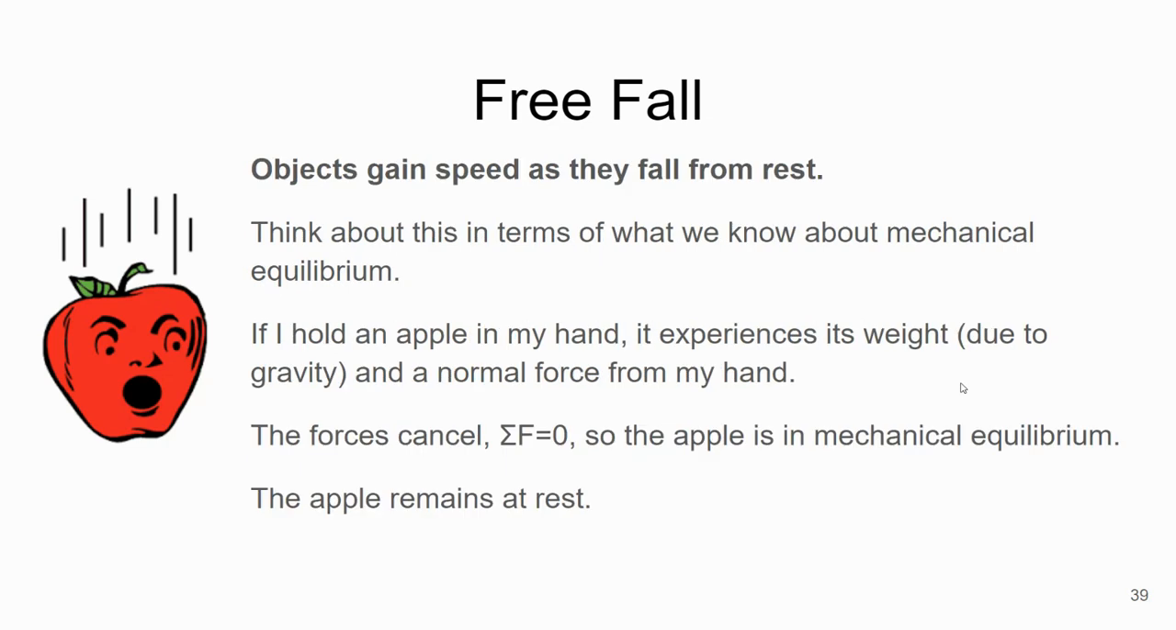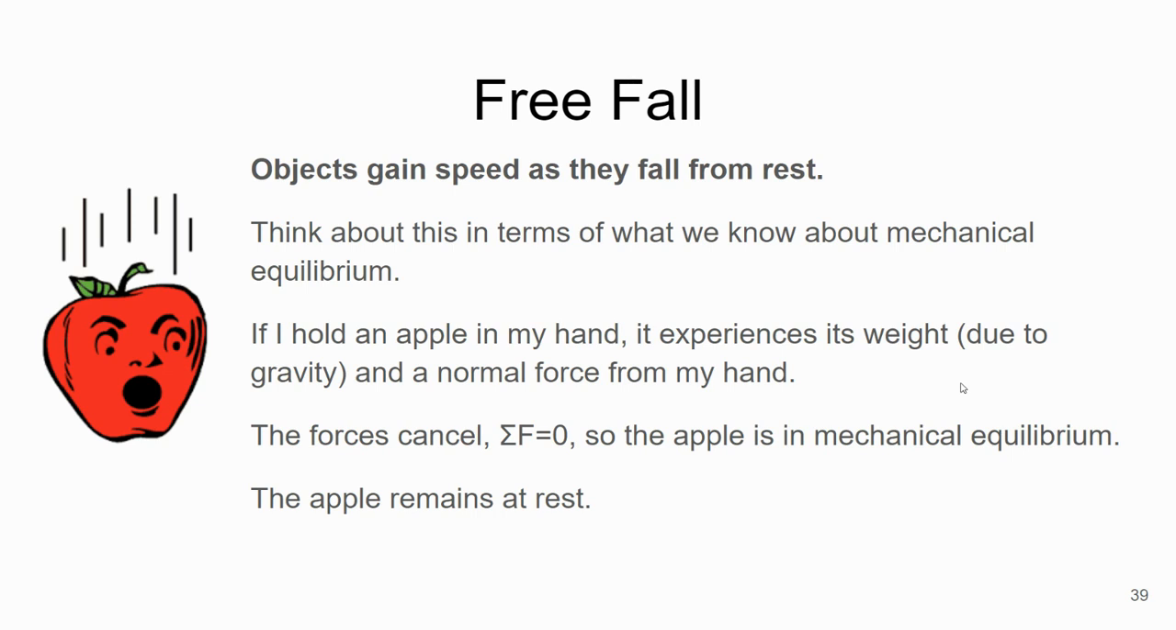So we can think about this in terms of mechanical equilibrium, an idea from chapters 2 and 3. If I'm just holding the apple in my hand and it's not moving, it's experiencing two forces. It has its weight going down, which is the force due to gravity, and it has a normal force from my hand. So my hand and the apple are in contact. Therefore, my hand is exerting a normal force on the apple. In this case, if I'm just holding it there, the forces exactly cancel. So the amount of weight going down is exactly equal to the normal force going up. So when I add the forces together, the sum of the forces, sigma F, equals 0. And that means the apple is in mechanical equilibrium.